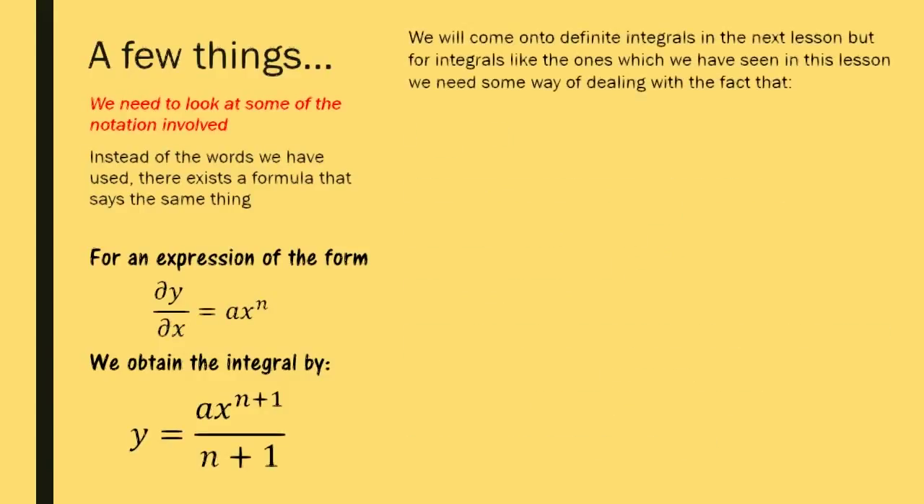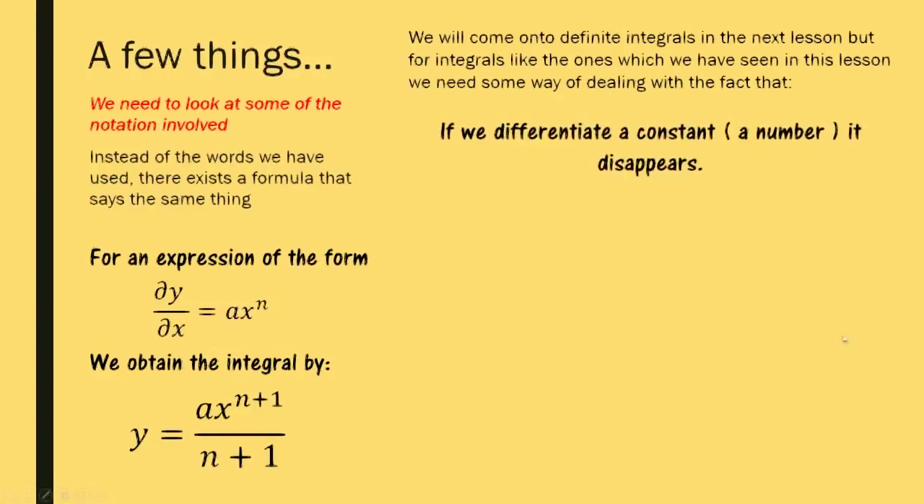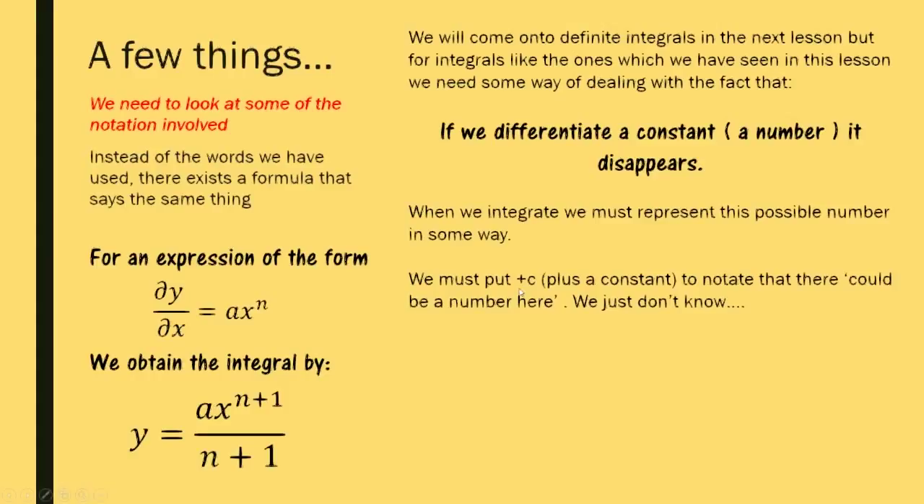We'll look at those next lesson, but for the moment we're going to show you the way that we deal with it, or we notate it. It's not really that you're dealing with it in any way, but you need to include another term. If we differentiate a constant number, it disappears, remember? So when we integrate, we must represent this possible number in some way, and the way that we do it is we must put a plus c, or what we call plus a constant. So there could be a number there. We just don't know. We'll say plus something.